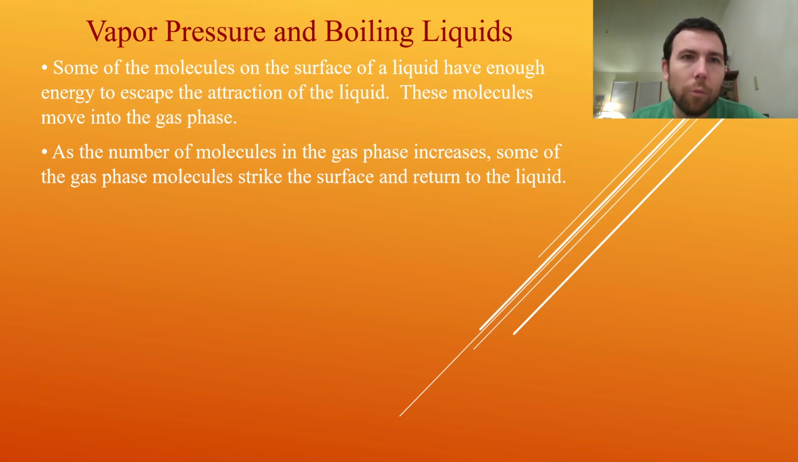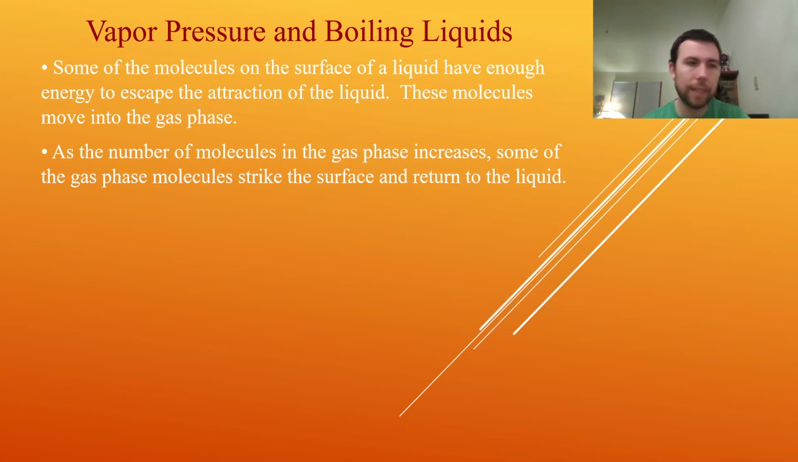Now, when we start talking about those particles that are escaping into the gas phase, as the number of molecules in the gas phase increases, assuming we're in a sealed container, some of the gas phase molecules will strike the surface and they'll return to the liquid phase, right? So you've got liquid particles that are there, you've got gas particles that are in your container. Those gas particles are going to strike the surface of the liquid and they're going to return back into the liquid phase. And so it's going to be back and forth, right?